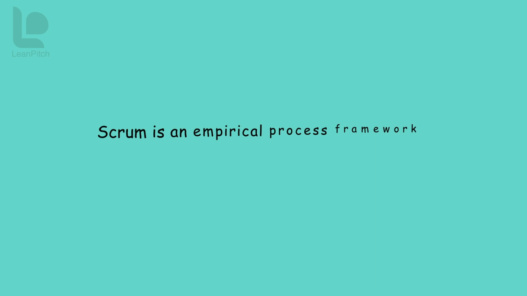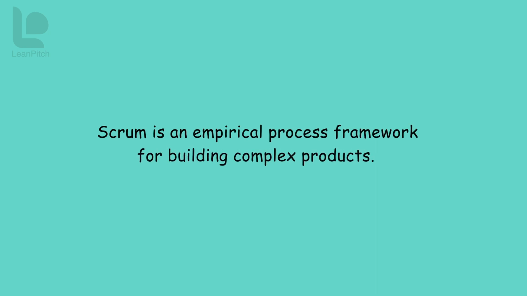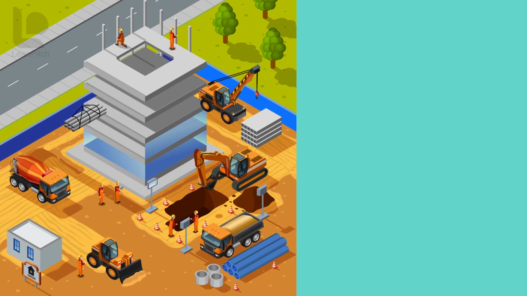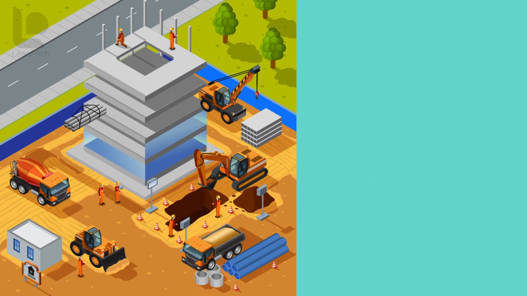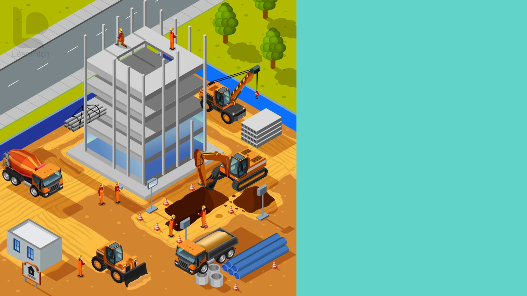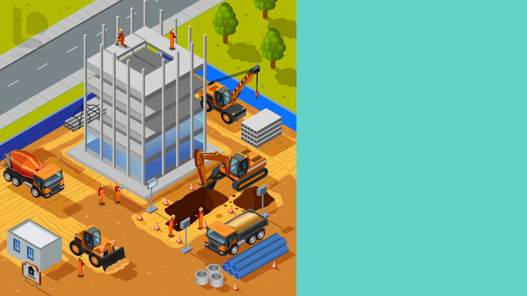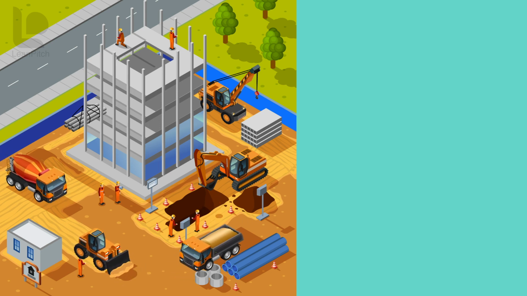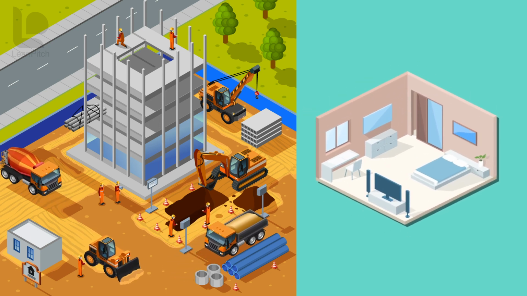Scrum is an empirical process framework for building complex products. You may ask, what's the difference between a framework and a method? Imagine someone handing over an under construction house to you with foundations and pillars built but nothing else. You have something to start with, but you can't begin living in this building without walls, rooms, etc.